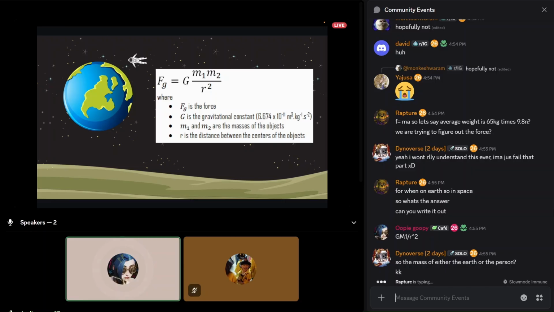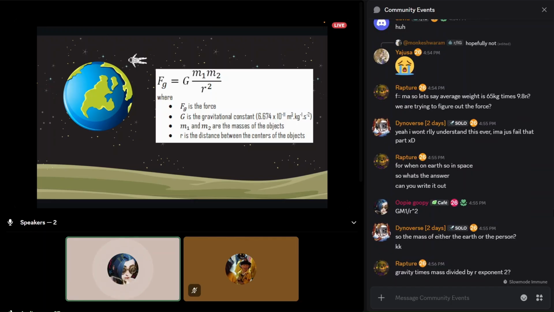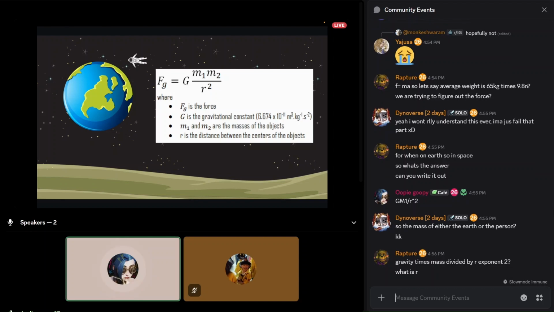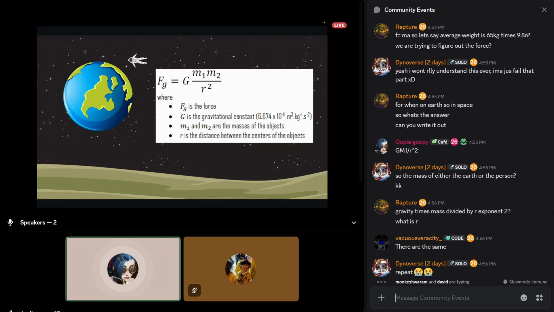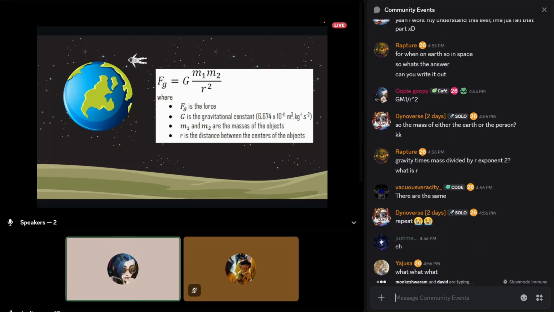Okay, last question relating to gravity. Is the force of gravity on the Earth due to the human higher or lower than the force of gravity on the human due to the planet? Sorry. Force of gravity on the planet due to the human. Is it more than or less than? Okay, I'll just write it out.